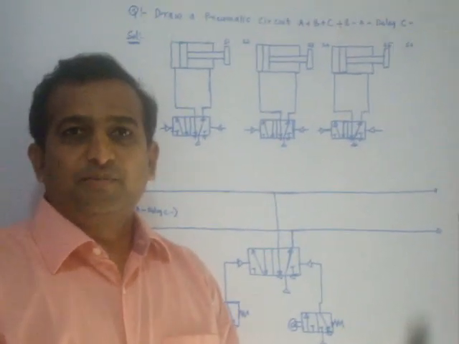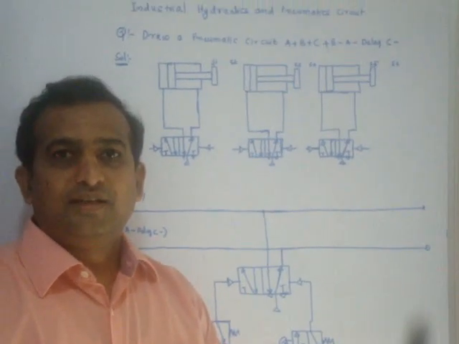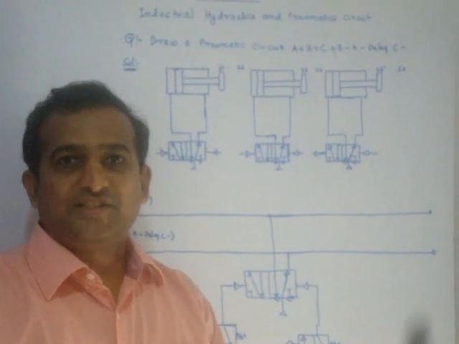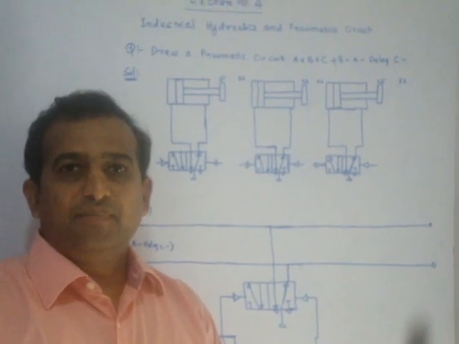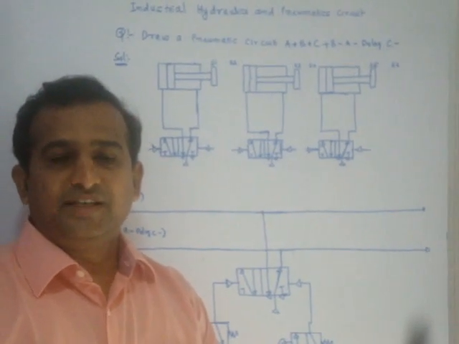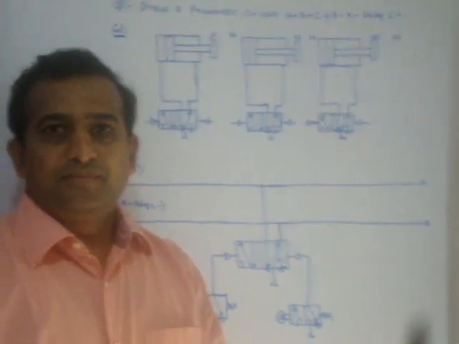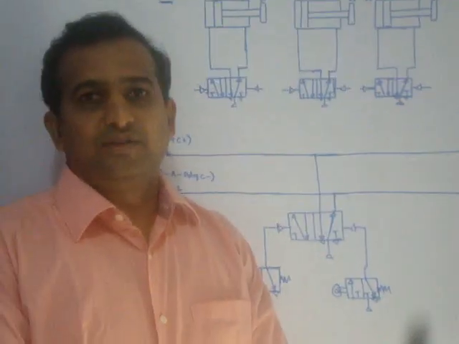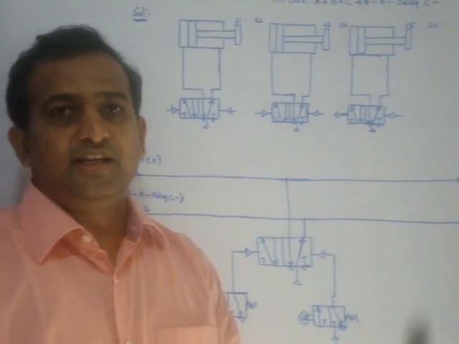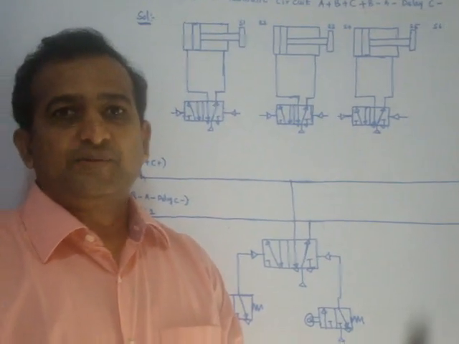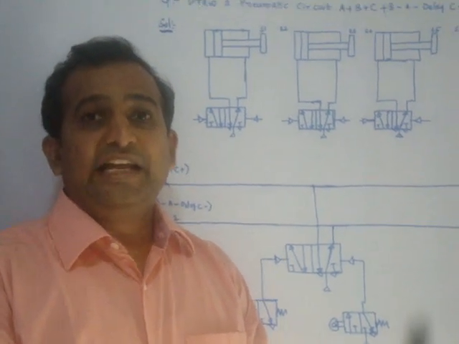Hello, this is lecture number 4 on industrial hydraulics and pneumatics. In lectures number 2 and 3 we have seen two cylinder problems, but this one is different. Here there are three cylinders, and we also consider a delay.